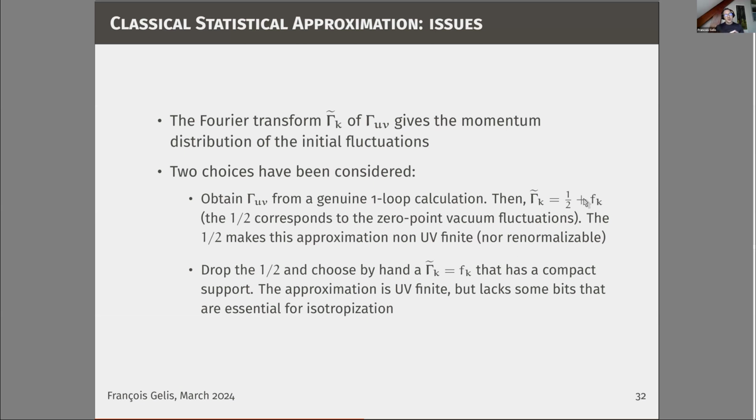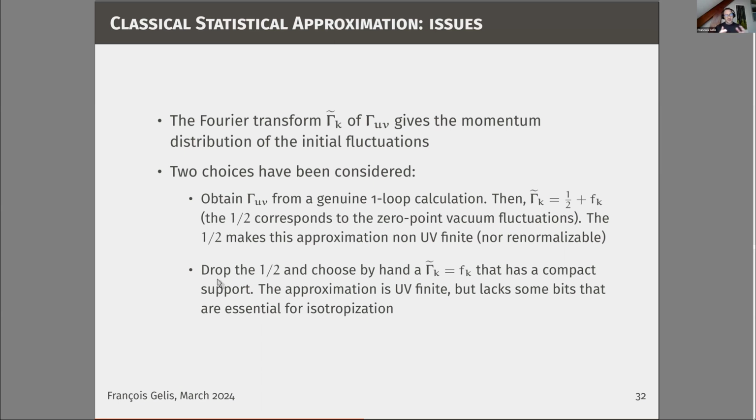So it means that when you implement it on a lattice, there is no continuum limit. You may get reasonable results if your lattice spacing is not too small, and if you try to make the lattice spacing super small, then you get nonsense, essentially. Another choice which has been made is to just drop the 1/2. So now Γ(k) has a compact support. This makes this approximation UV finite, but it drops some important pieces which are essential for isotropization.